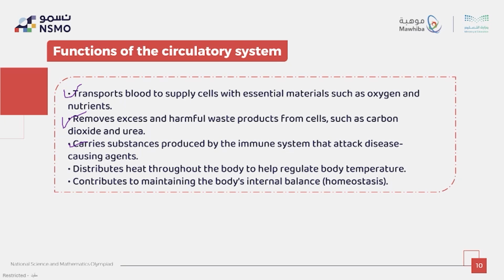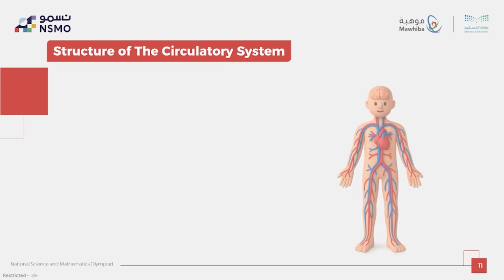Homeostasis means keeping internal conditions stable. Blood helps balance water, temperature, and chemical levels. So these are the functions of the circulatory system. We're done with that. Let's move on to the structure of the circulatory system.